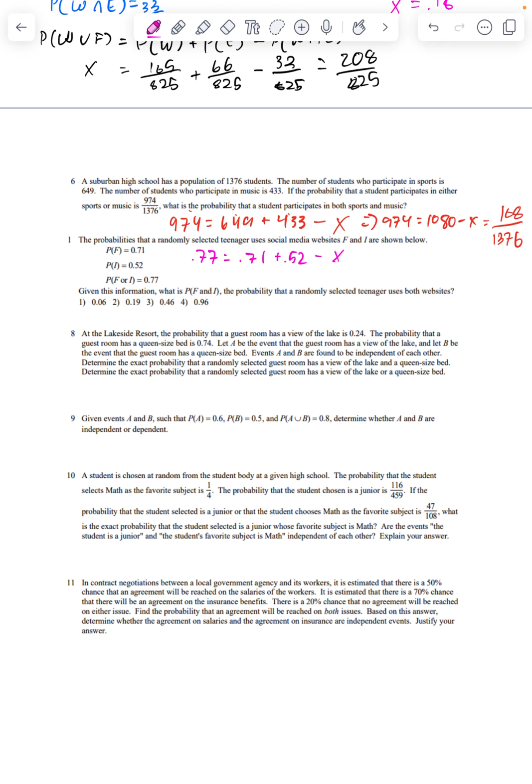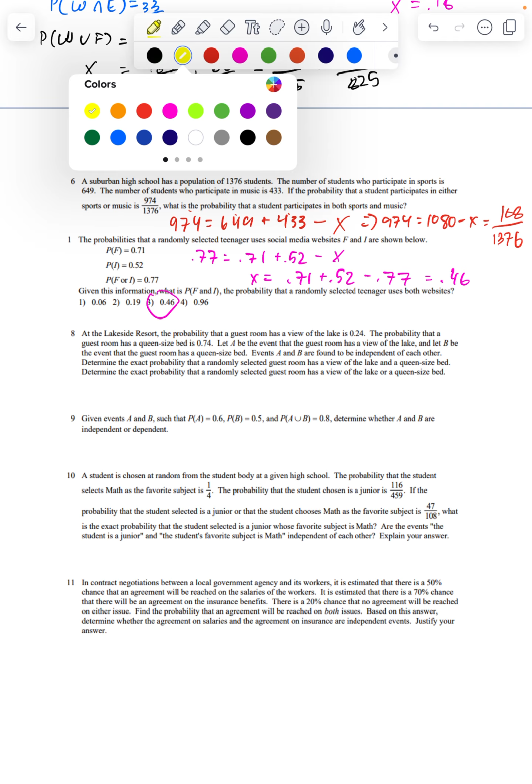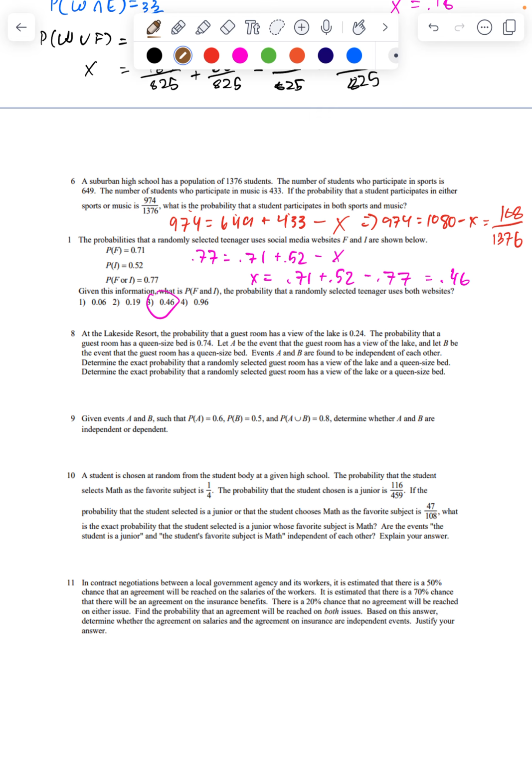All right, so if you rearrange everything, you get x equals 0.71 plus 0.52 minus 0.77. So put that in, see what you get. I'm going to put it in, see what I get. 0.71 plus 0.52 minus 0.77. Okay, and that's going to be 0.46, which is this answer right here. All right, what are these colors, man? Let's choose brown.